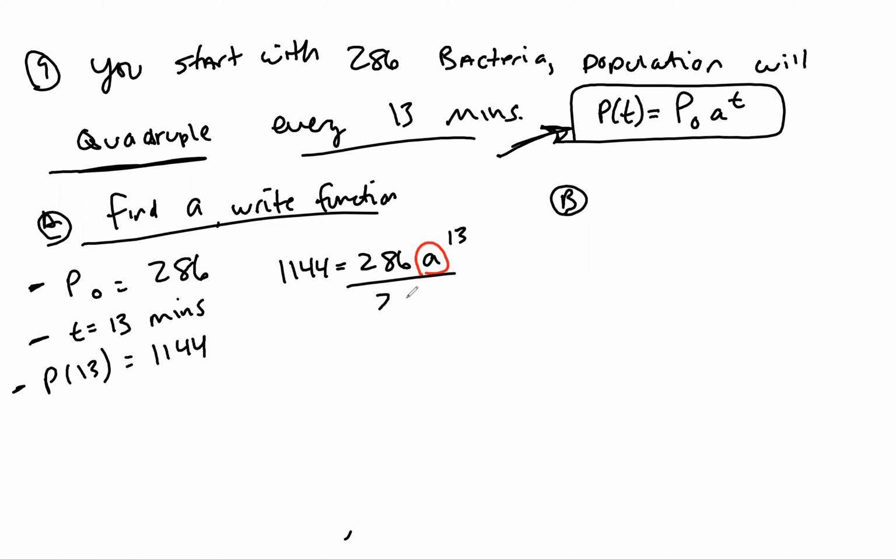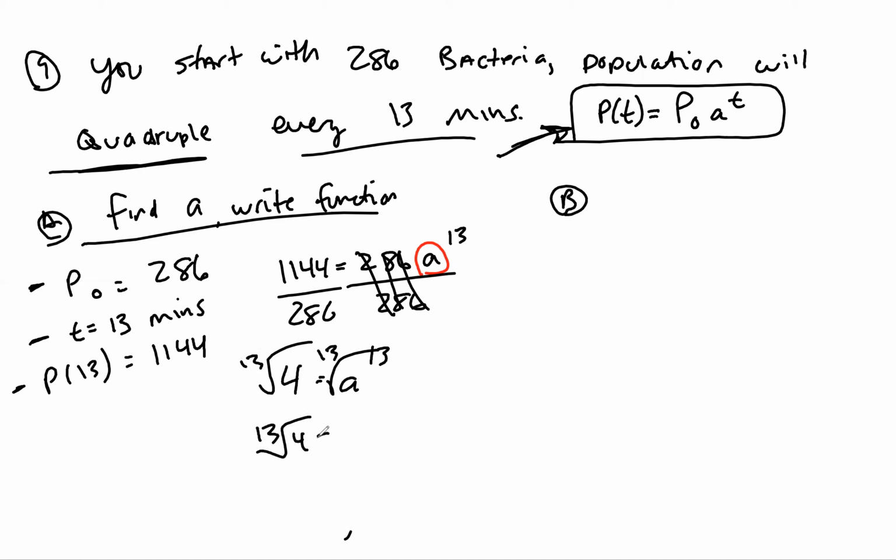And so I'm going to divide each side by 286. And when I do 1144 divided by 286, that gives me the number 4. And that's going to be equal to A to the 13th. And so I'm going to have to take the 13th root of both sides. And so I'm going to get that the 13th root of 4 equals A. When I round this, I think in Hawkes it told me to round to 3 decimal points. It'll tell you, so you won't have to guess. And so I'm going to round to 3 decimal points. I'm going to get A is approximately 1.113. Okay, so I found A, check.